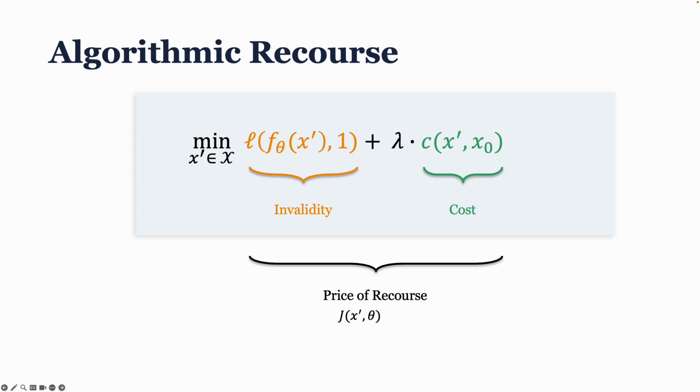More formally, the recourse optimization problem looks like this. We minimize over all possible modified feature vectors x prime, a combination of two terms. The first, shown in orange, is the invalidity. It's a loss function measuring how far the model's output on x prime is from the desired label of 1. The second in green is the cost of modifying the individual's features from x0 to x prime, and lambda here balances these two terms. Together, these two terms form what we call the price of recourse, denoted J of x prime and theta. This is the quantity we want to minimize.